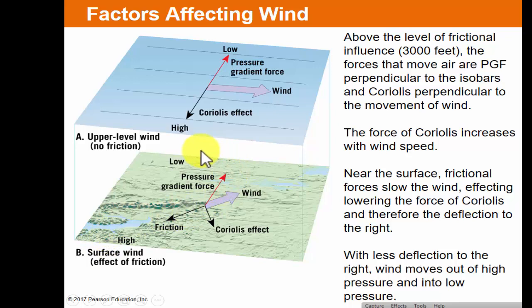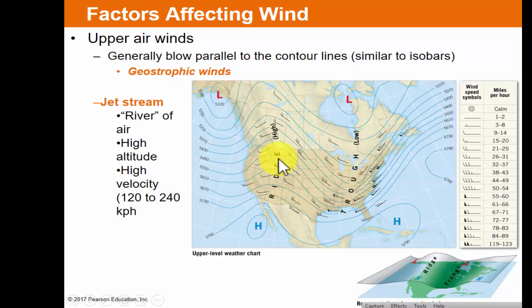And this is what it looks like in the upper levels. This is above the level of frictional influence. So this is not a surface weather chart, but an upper level weather chart. And what you are looking at is that your contour lines are the height above the surface. And this is in meters, 5,790 meters where it's higher, 5,190 meters, 5,130 where it's lower.